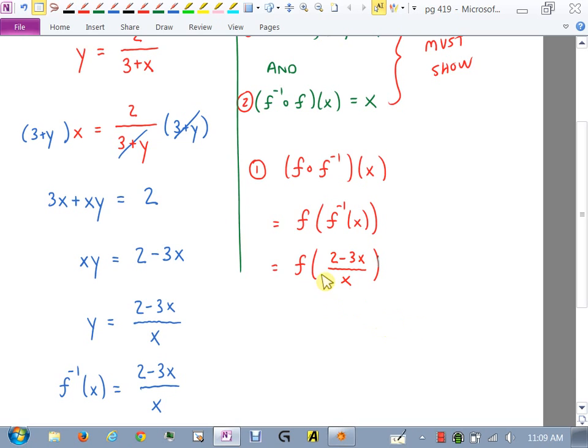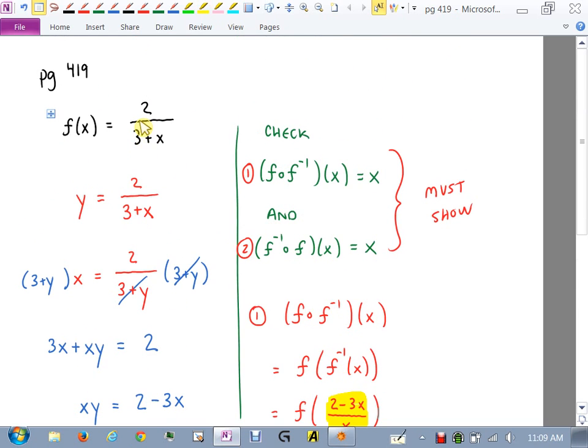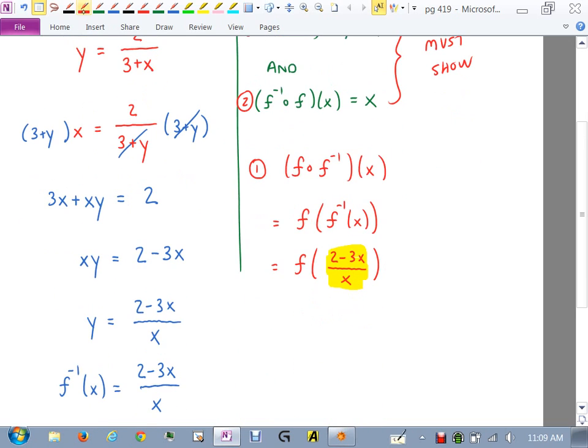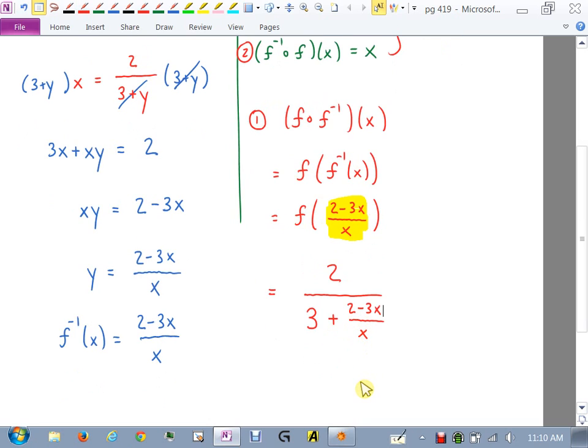And now we're going to take this expression and plug it into the f function. So we're going to go up to the f function, which is up here, 2 over 3 plus x. We're going to replace that x with all of this and see what we get. So it was 2 over 3 plus x, but x is now 2 minus 3x over x. Somehow, we need to show that that equals x.